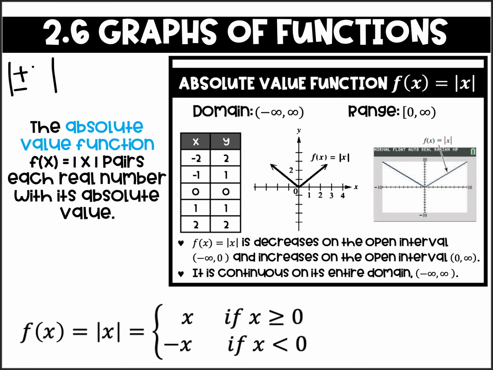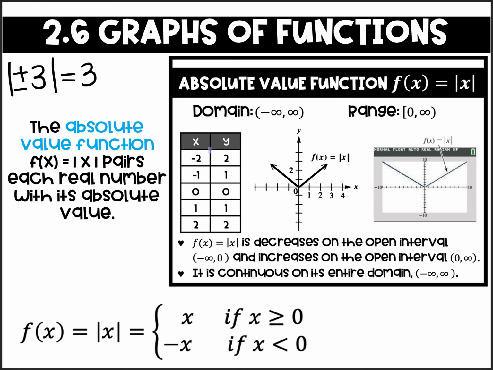For example, the absolute value of positive 3 and the absolute value of negative 3 are both 3. Think of measuring. You can never measure negative numbers when you're actually using a ruler to measure something. So absolute value represents the amount or the quantity that the value represents, whether it's positive or negative. The absolute value function pairs every real number with its absolute value.